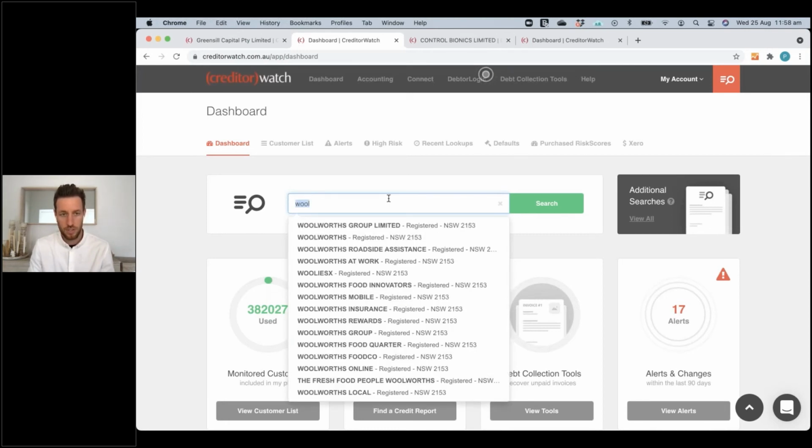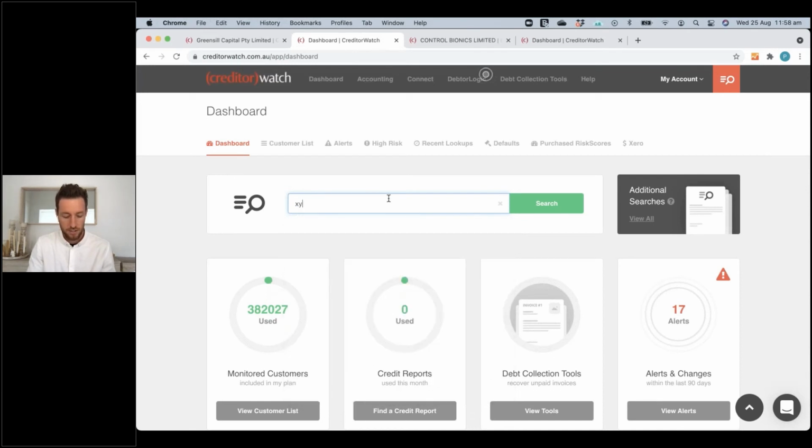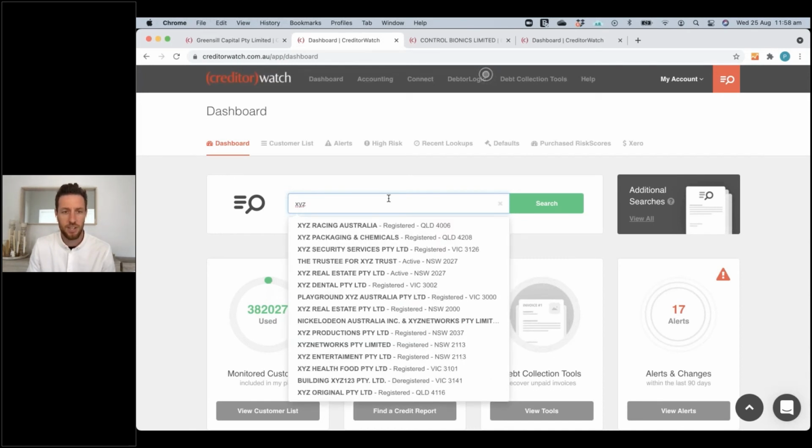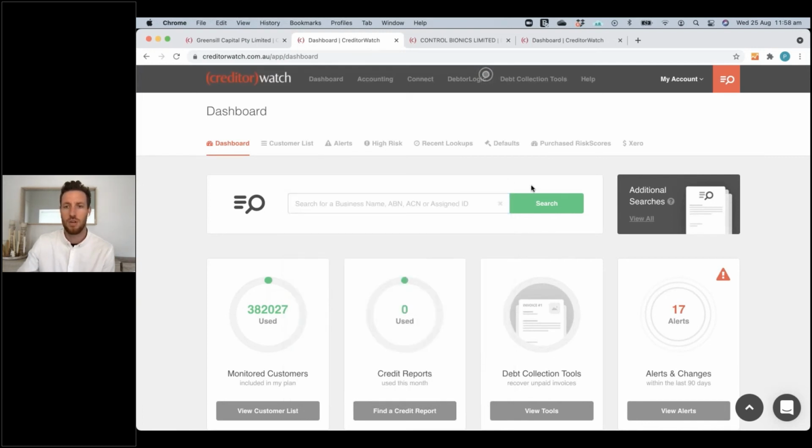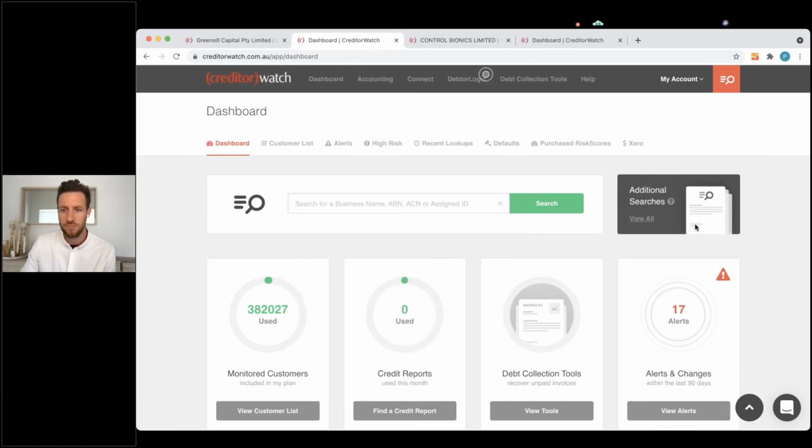So if we wanted to look at Woolworths, we could do that. If we wanted to look at XYZ, I'm pretty sure there's an XYZ. There we go. You can check anything in there. So you certainly don't have to add them to Xero or MYOB first.